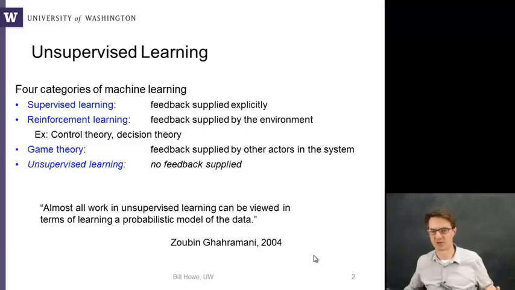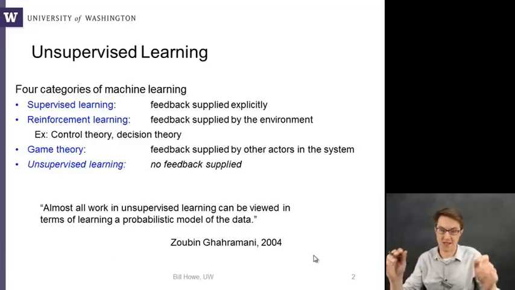So we've only talked about supervised learning, but you can think about all 4 of these. In supervised learning, the feedback for the learning comes explicitly in the data. In reinforcement learning, the feedback is supplied by the environment. So this is control theory, when you're trying to keep a plane in the air, for example. And in game theory, the feedback comes from the other participants in the system, the other players in the game.